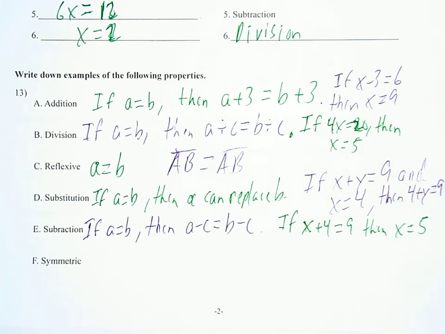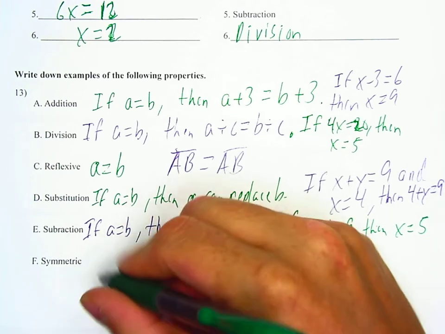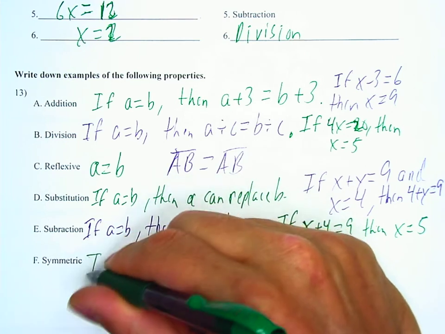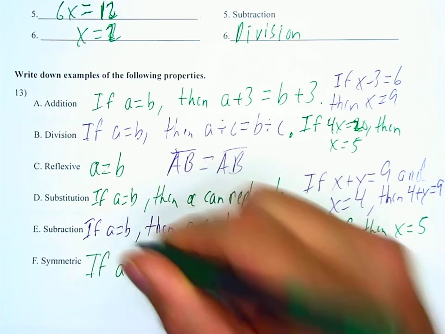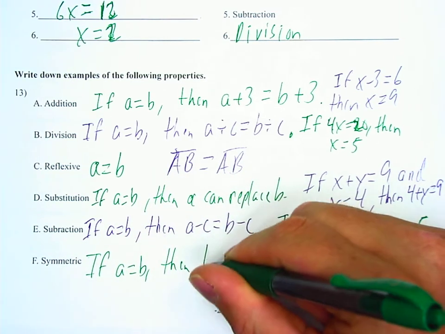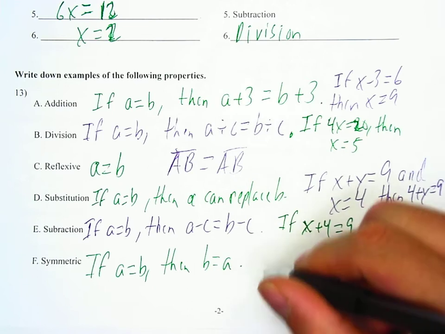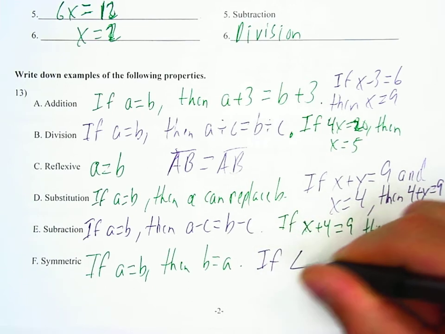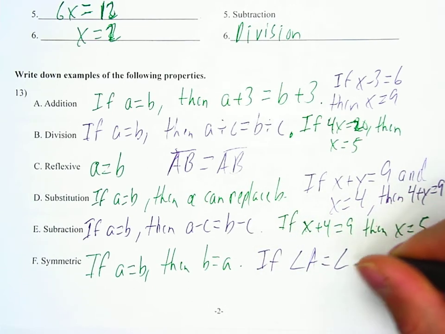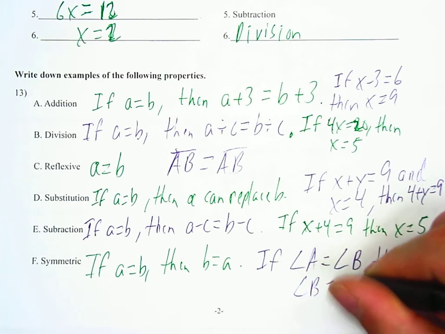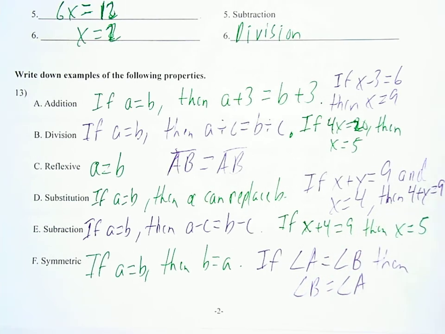The final property here of equality is the symmetric property. So this says if A equals B, then B equals A. All right, so how can I test this one? Well, I can test it with a segment. I can test it with an angle. So maybe I'll say if angle A is equal to angle B, then angle B is equal to angle A in value.